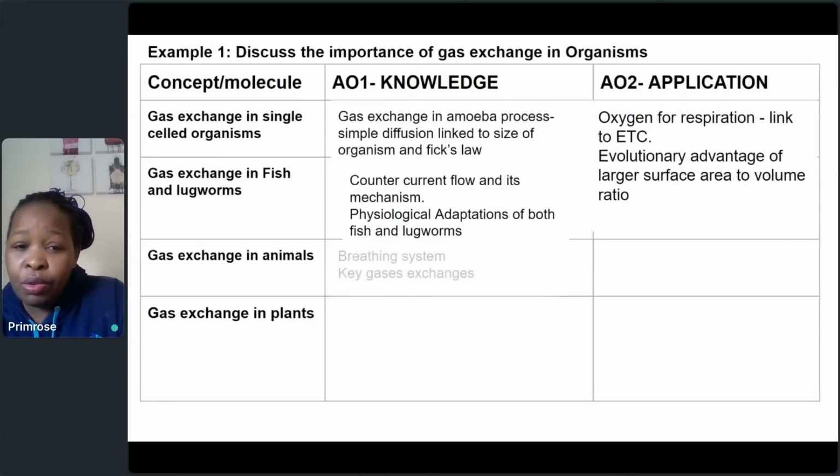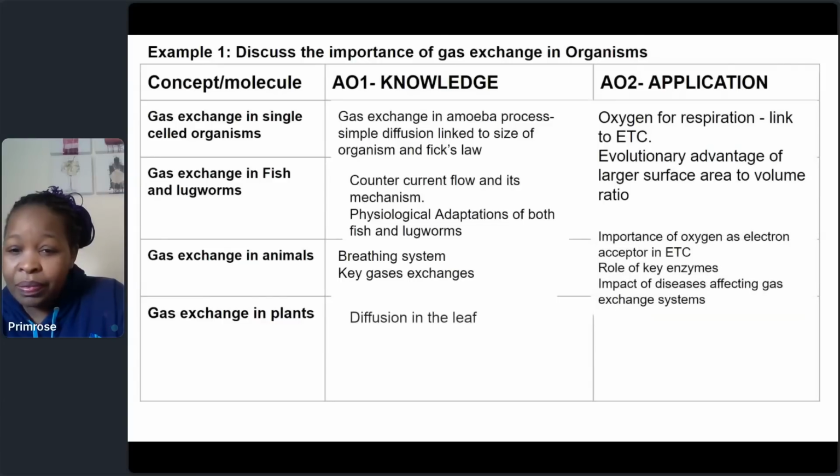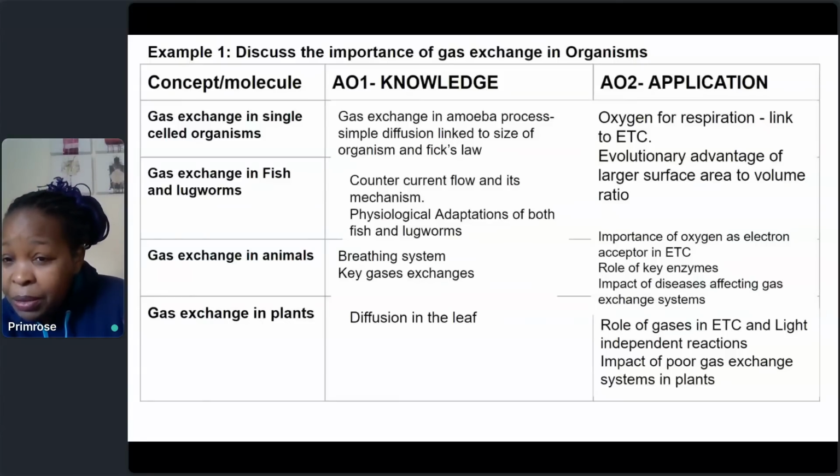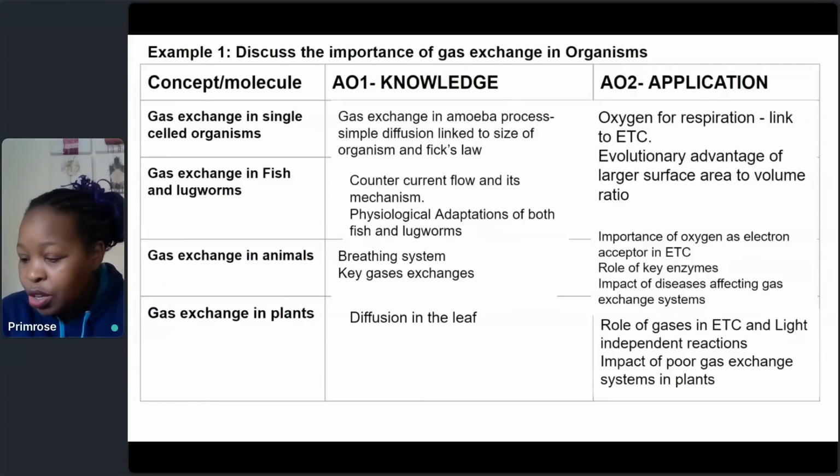Okay. Now, if I show you all the knowledge bits, if you look at the application part, you'll notice there's overlap. So if you're saying gas exchange is important for respiration, that's GCSE. You have to say which gas is important for which part of respiration. So oxygen is the electron acceptor at the end of the ETC, because without it, the ETC would not complete. And remember that the ETC is sort of the longest part of respiration. So you want to make sure that you've mentioned that.